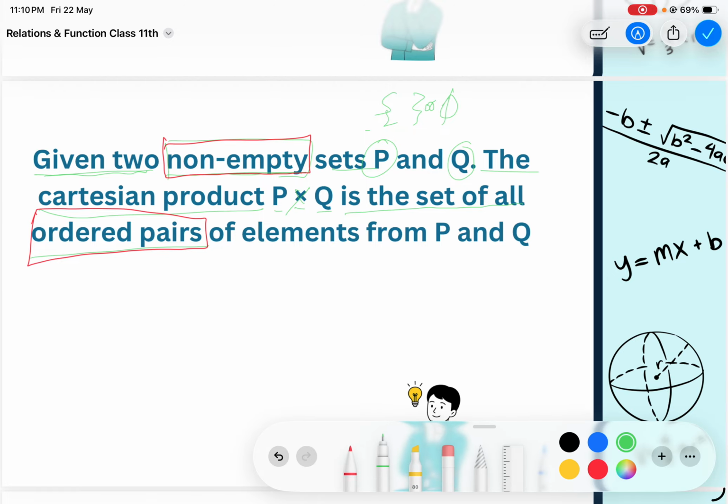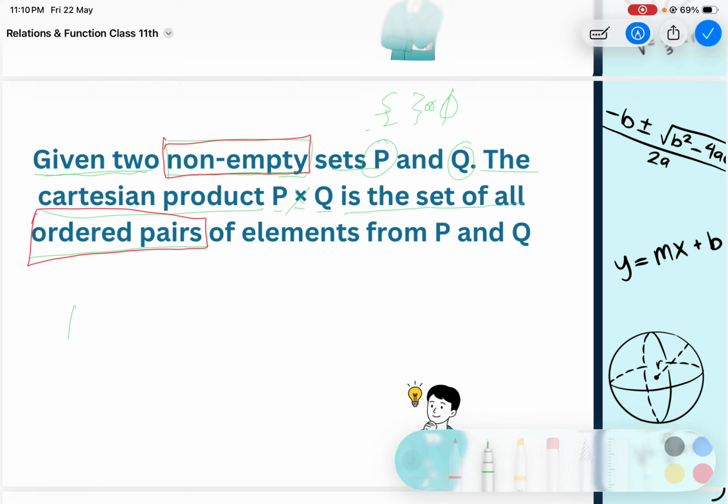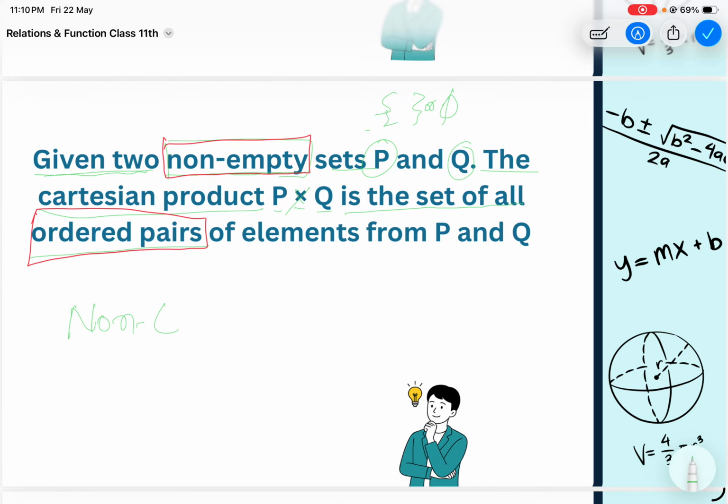So let's understand what this means. Non-empty means it should not be an empty set, right? And ordered pairs: for example, we have a set {1, 2, 3} and we have another set {5, 7}. Oh my god, Mr. Dogges is angry, I think.